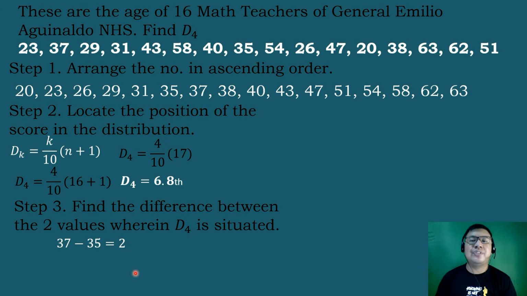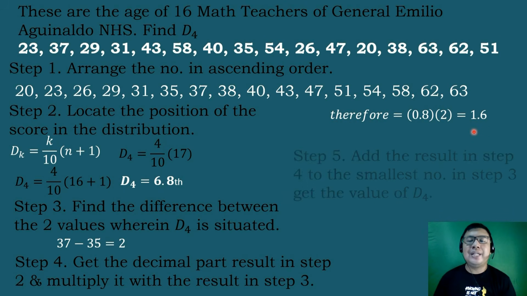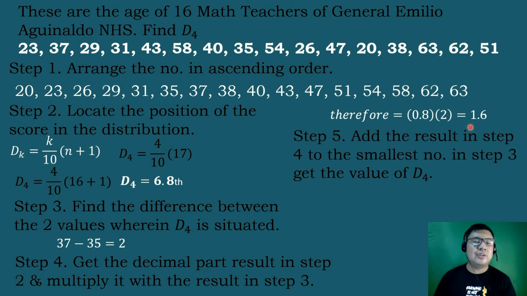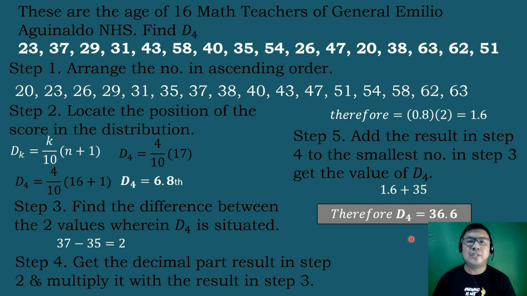And then after that, for step 4, we will get the decimal part of the result in step 2, which is equal to 0.8, and multiply it with the result in step 3. We have 0.8 times 2 is equal to 1.6, and for the last step, we will be adding the result of step 4, which is 1.6, with the smallest number that we subtracted in step 3, which is equal to 35. So we have 1.6 plus 35, and that is equal to 36.6.